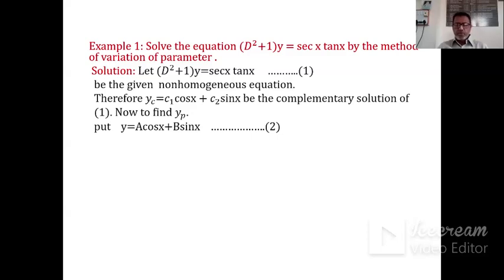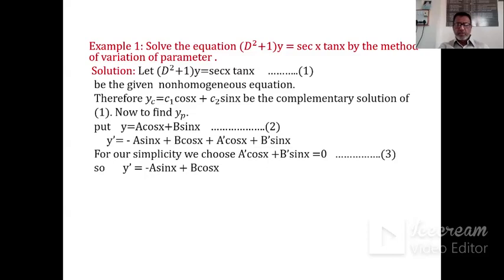For this purpose, we put y is equal to A cos x plus B sin x. Here remember that A and B are functions of x. They may not be constant. Now from this, y dash is equal to minus A sin x plus B cos x plus A dash cos x plus B dash sin x.